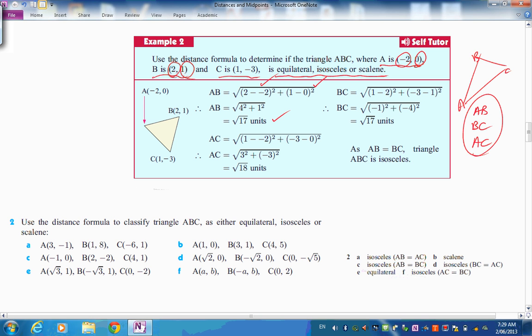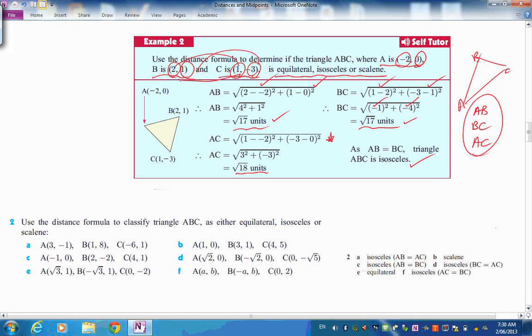Let's do BC. BC is over here, so 1 take 2. There it is, all squared, plus neg 3 take 1, all squared. And then when we do this, be careful, 1 take 2 is neg 1, neg 3 take 1 is neg 4, and when we square it, it's going to be 1 plus 16, or root 17. Now we can do the same thing with AC, and we'll get root 18, and we've got root 17 and root 17. So we've only got 2 sides equal, AB and BC. So the triangle is isosceles.